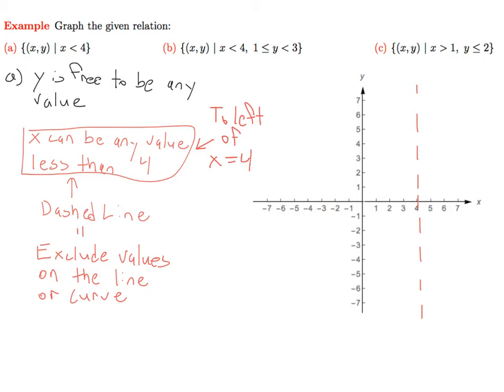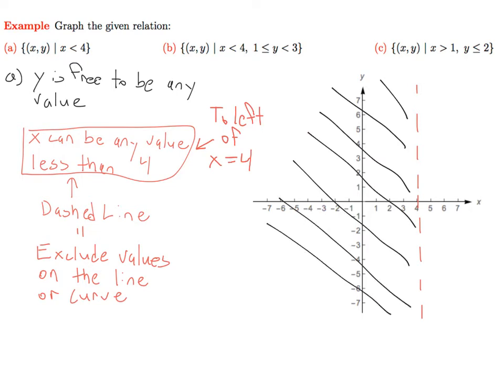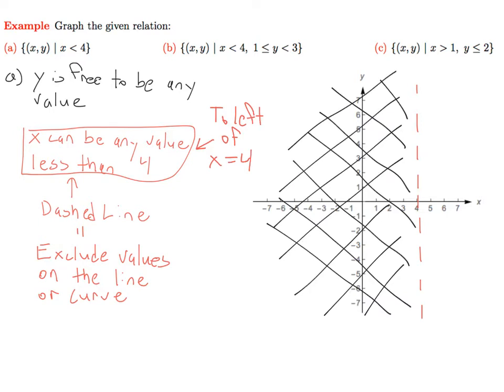So that would be all of these values over here, and we have no restriction on what y can be, so we have no restriction on how far up or down we go. So we get this entire shaded region to the left of 4, and again, this dashed line that we have in red means that the points that fall on this dashed line are excluded from that relation. Okay, now let's move on to part B.